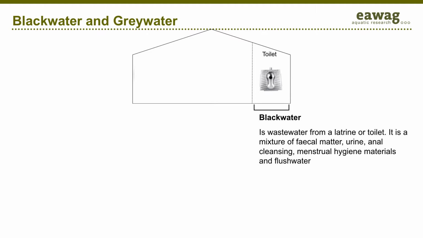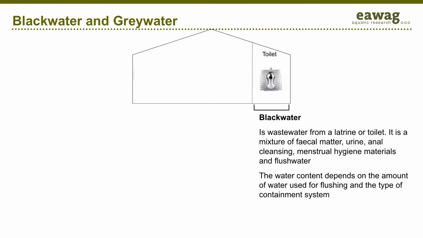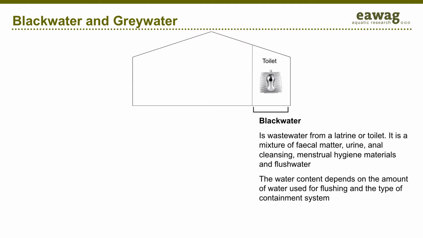Now let's first define blackwater and greywater. Blackwater is wastewater from a latrine or a toilet. It is a mixture of fecal matter, urine, anal cleansing materials, menstrual hygiene materials, and flush water. The water content depends on the amount of water which is used for flushing and the containment system.